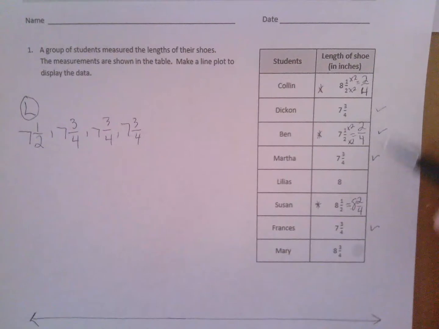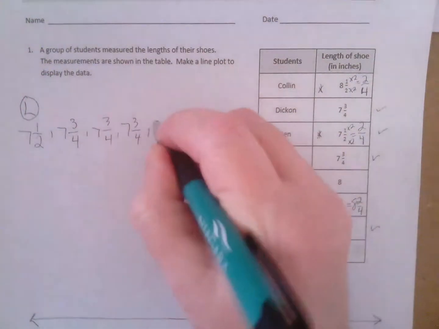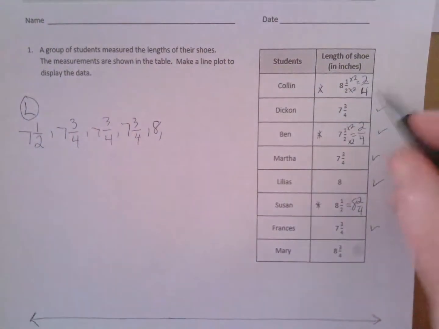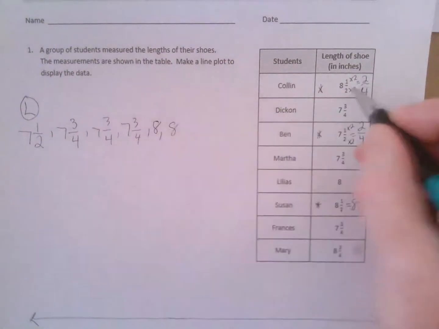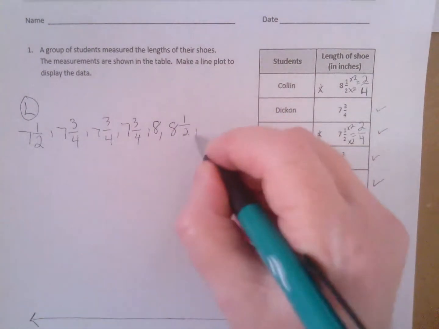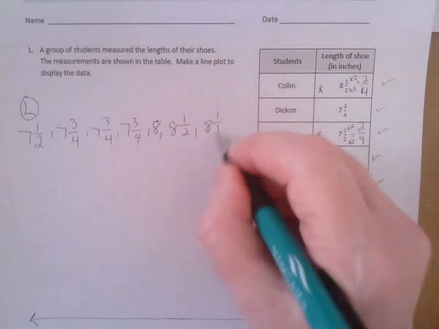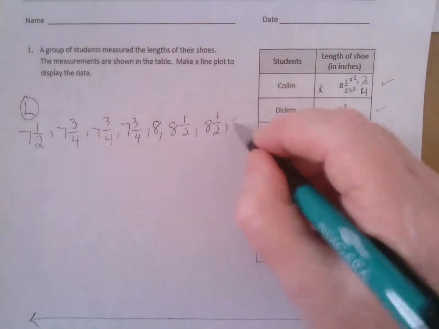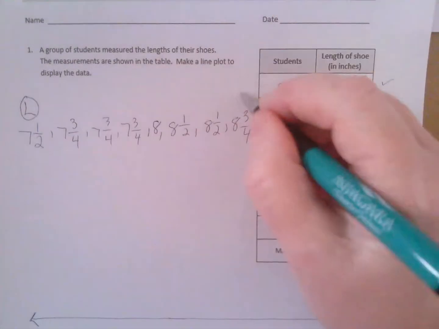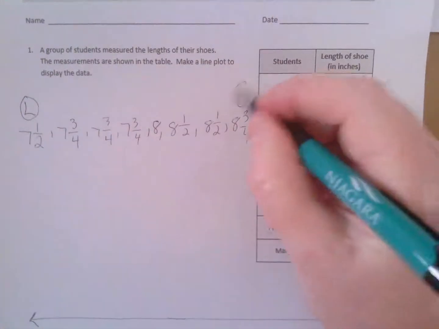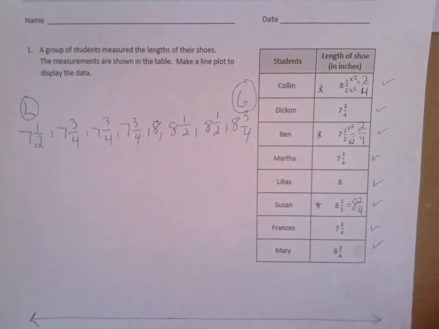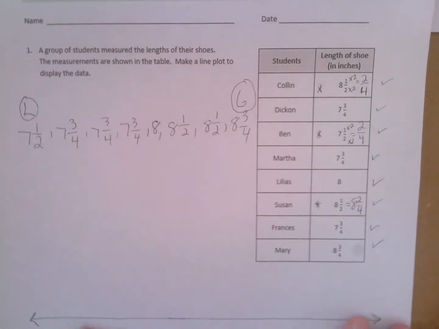Okay, so we're done with the 7s. So now I go on to the 8s. I have 8 2/4, 8 2/4, and 8 3/4. So we have 8. And then the next one would be 8. I'll go back to the original, 8.5. So that one is used. Another 8.5. And the biggest one is 8 3/4. So now I have them in order, arranged from least to greatest. So that will help us when we go ahead and put them on our line plot.